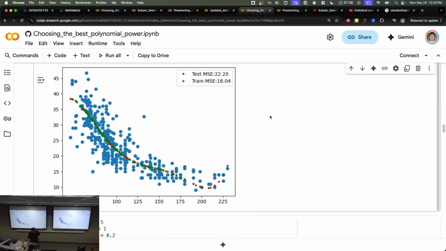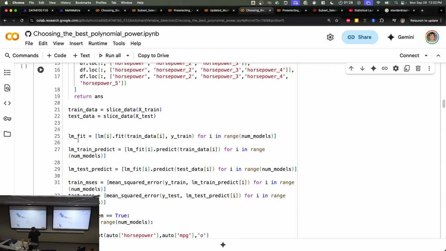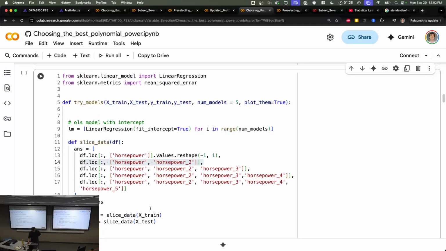So here I did the classical train test split that we talked about, and I think I did 20% of the data in one, 80% in the other. So I had this slice data function.